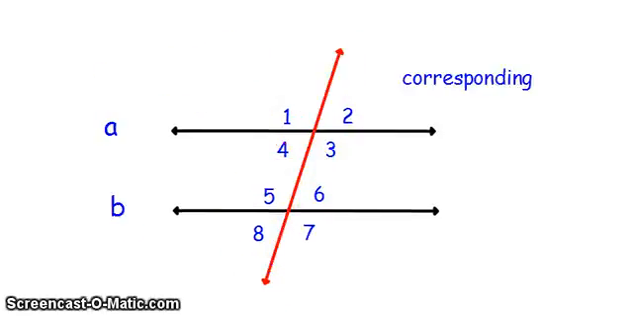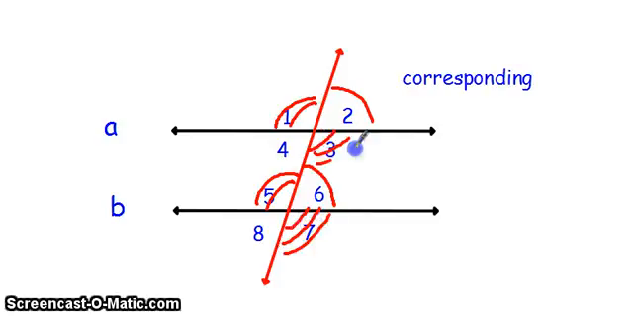So if we break this down even further, we can say that corresponding angles, which are angles in the same location on the other parallel line, will be the same. So as 2 is to 6, 1 is to 5, 7 is to 3, and 4 is to 8. So those are called corresponding angles.